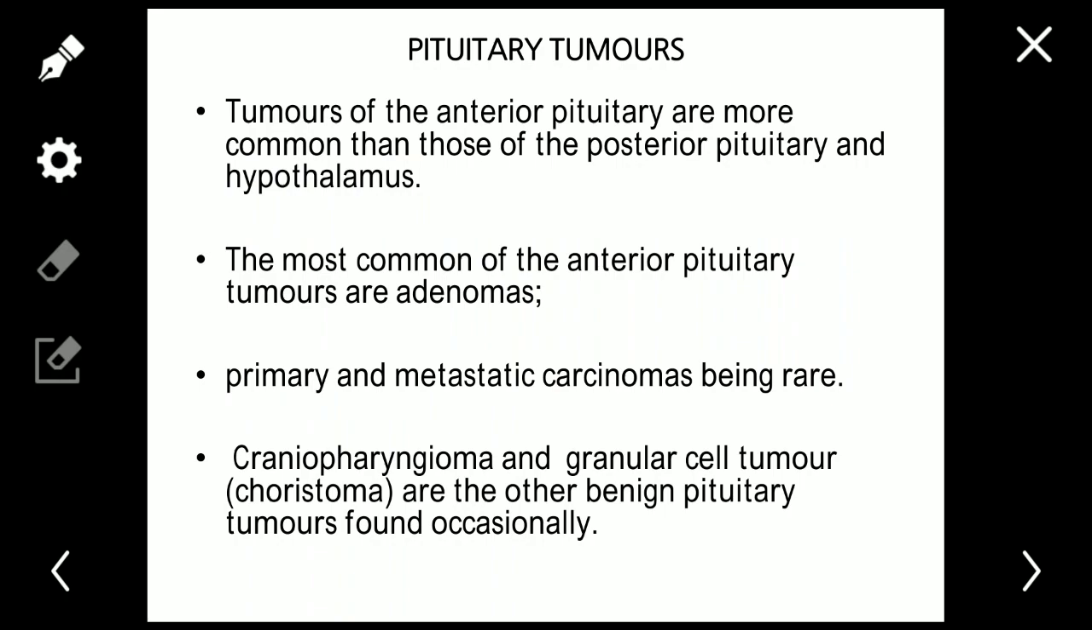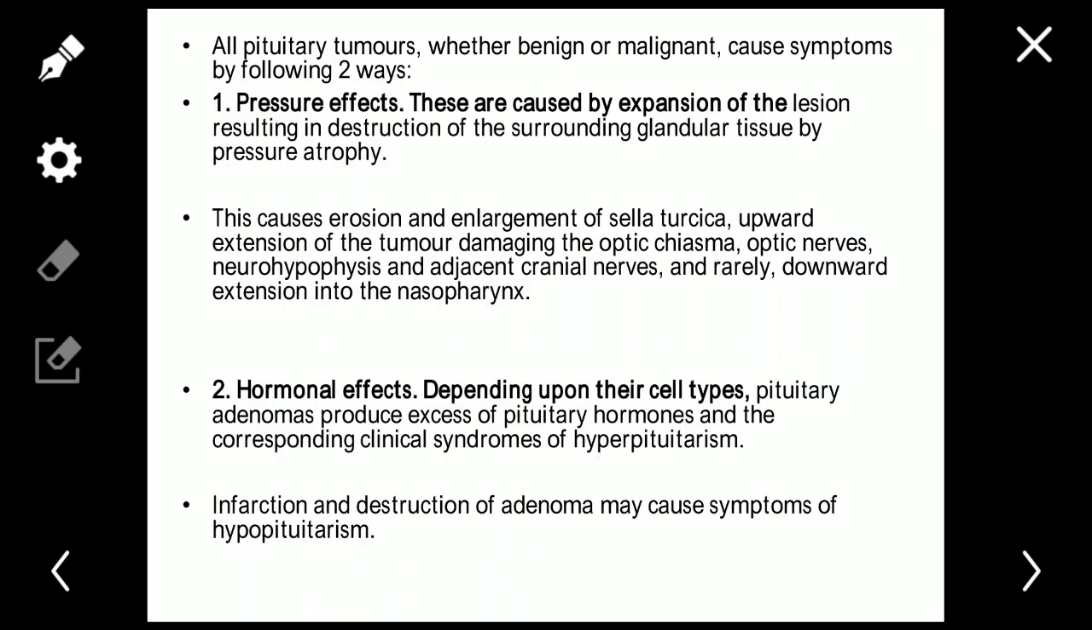Then other tumors which are more commonly seen in the pituitary are craniopharyngiomas and granular cell tumor, called choristoma, found occasionally. So all pituitary tumors, whether benign or malignant, cause symptoms in the following two ways. One is by the pressure effect, another is the hormonal effect. Pressure effects are caused by expansion of the lesion resulting in destruction of the surrounding glandular tissue by pressure atrophy.